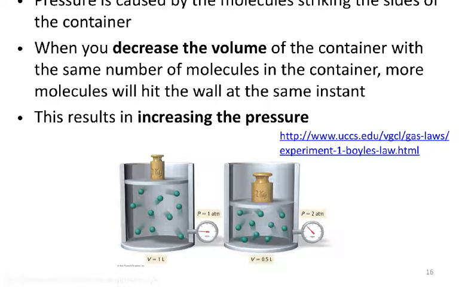So you can see here is a certain volume with a certain pressure, 1 liter and 1 atmosphere. If we decrease the volume by half to half a liter, we increase the pressure by that same factor. So our pressure goes up by 2 when our volume decreases by 2. And here's a link to an experiment if you want to work that through yourself.